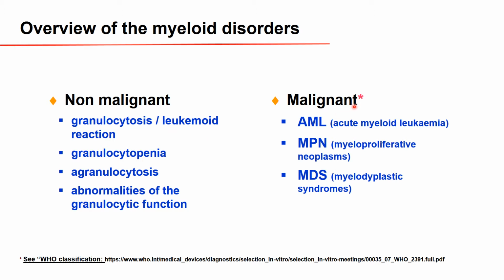For the malignant ones, if you want to see the distribution and classification of these diseases, I put a link here that you can click on, and you will see how the WHO classifies them today. Now, malignant diseases involve the acute myeloid leukemias, the myeloproliferative neoplasms, and myelodysplastic syndromes.